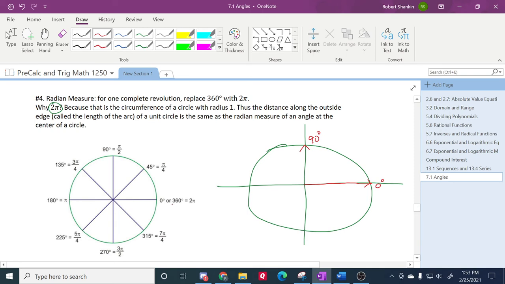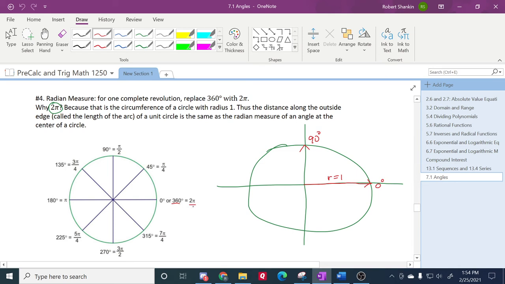But what we're going to do is replace this 360 degrees with 2 pi. What that means for us is if this radius r is equal to 1, then the circumference around this circle is also 2 pi. They chose 2 pi as the radian measure for going all the way around instead of 360 degrees, because that's equivalent to the length of the outside edge of the circle if the radius was 1.